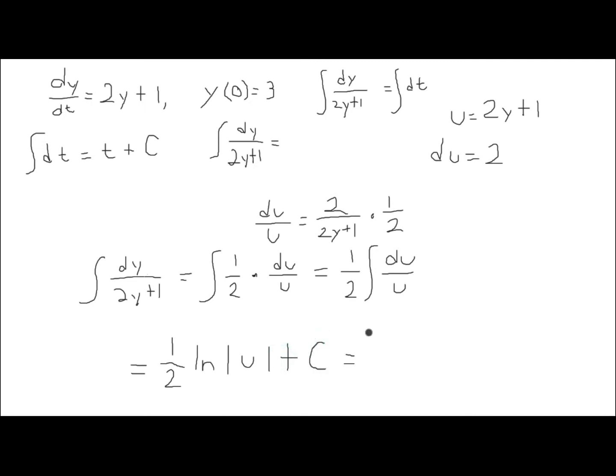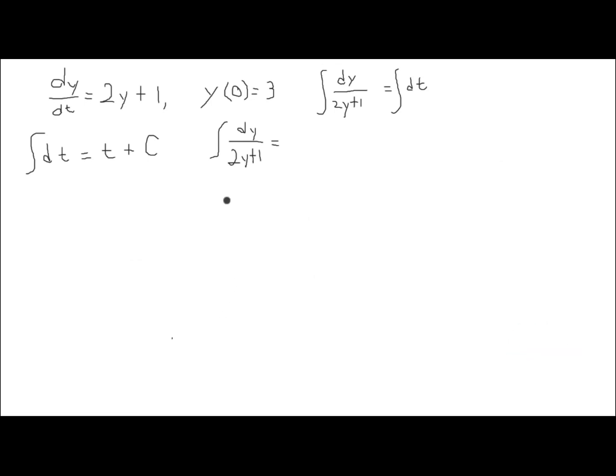So all we have to do is substitute 2y plus 1 for u, and we get 1/2 natural log of 2y plus 1 plus c. So we can confidently rewrite this integral as equaling 1/2 times the natural log of 2y plus 1.